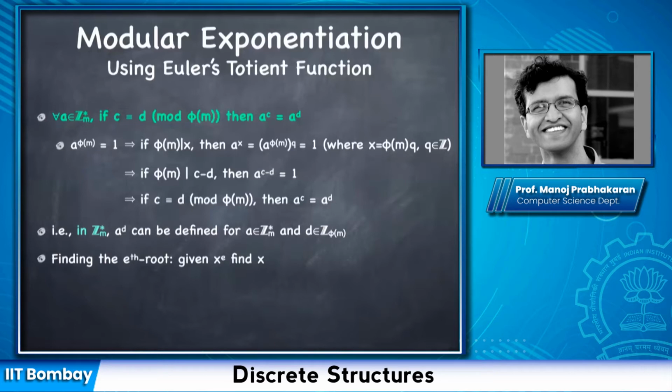So let's see an application of this, the use case of this. I can use this to find some eth root. So e is some integer, and I'm interested in finding the eth root of an element in Zm star. What does eth root mean? Somebody took a number x and computed x to the power e. They're asking you to find x. So you need to find an element x such that when you raise it to the power e, you will get the number you have been given.